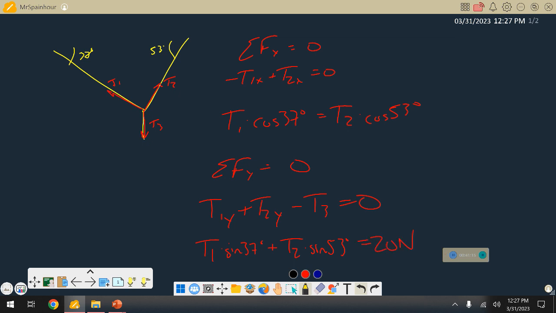There you go. Here's your 2 equations, 2 unknowns. Solve for T1 up here, plug it in down there, get T3, substitute back in, and you're all set. That was the direction that I was going after. But what'd you do differently? I just said 20 sine 37 is T1, and then 20 sine 53 is T2, which is 15.